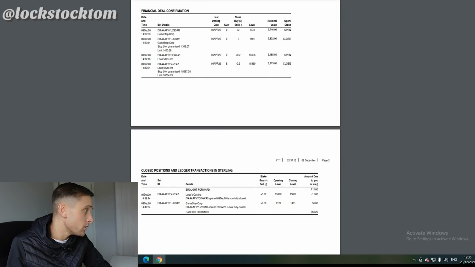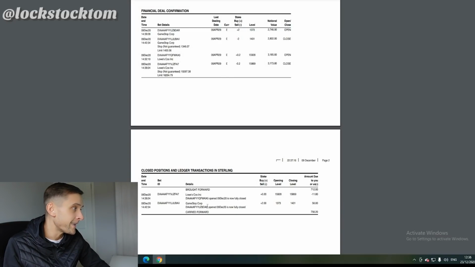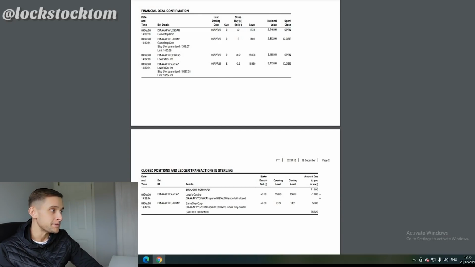All right. So again, I remember this day actually. Balance brought forward 712. I remember this trade here, the lows trade. I thought it was going to be a long position. However, again, this is what I mean by learning from my mistakes. This trade wasn't doing anything. It was kind of just going up and down, up and down, up and down. So instead of just leaving it and letting it run, going nowhere, I actually cut it really quickly.